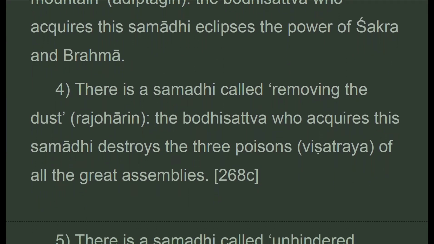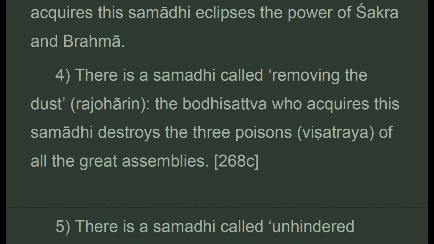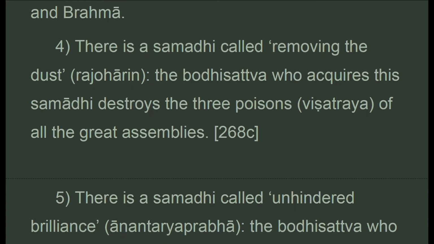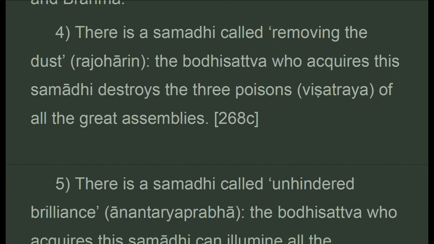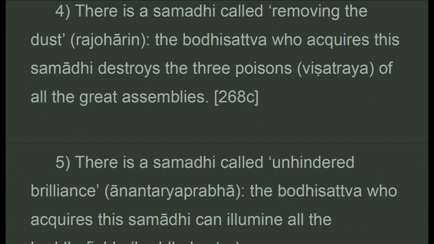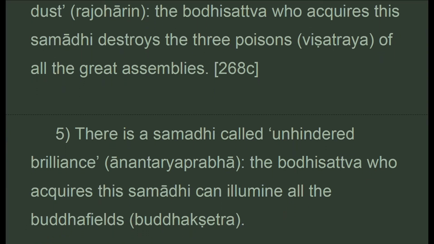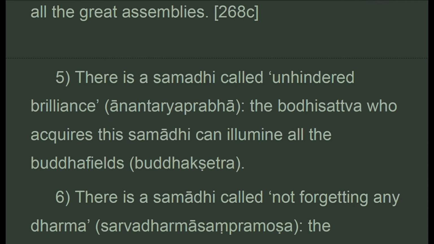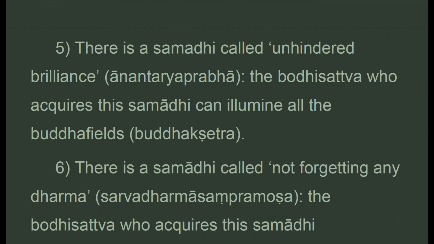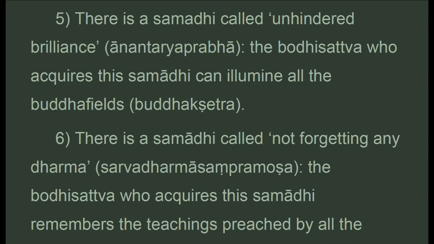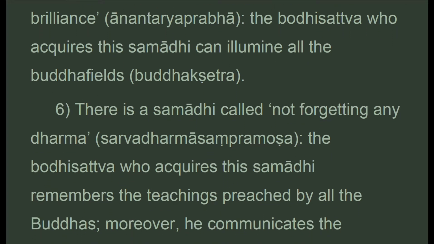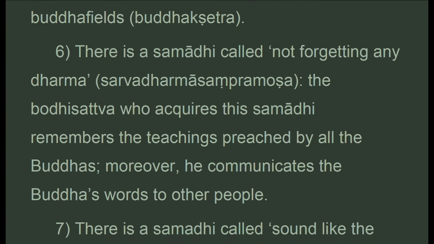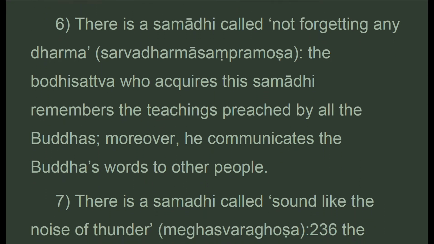4. There is a samadhi called removing the dust. The bodhisattva who acquires this samadhi destroys the 3 poisons of all the great assemblies. 5. There is a samadhi called unhindered brilliance. The bodhisattva who acquires this samadhi can illumine all the Buddha fields. 6. There is a samadhi called not forgetting any dharma. The bodhisattva who acquires this samadhi remembers the teachings preached by all the Buddhas. Moreover, he communicates the Buddha's words to other people.